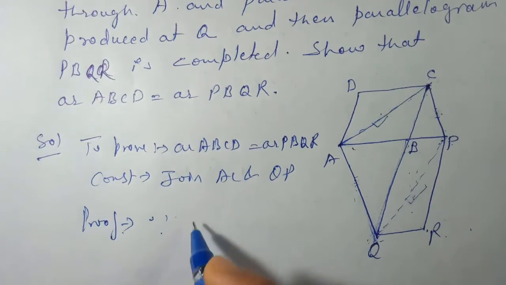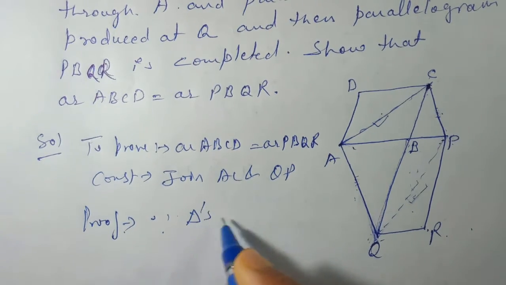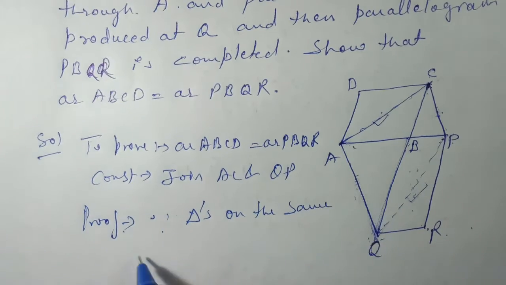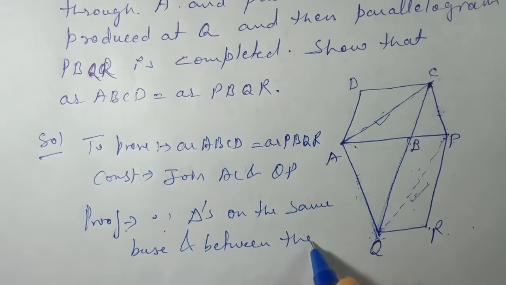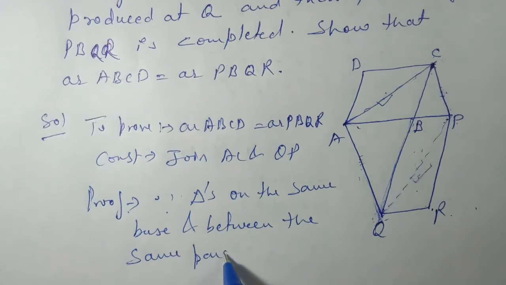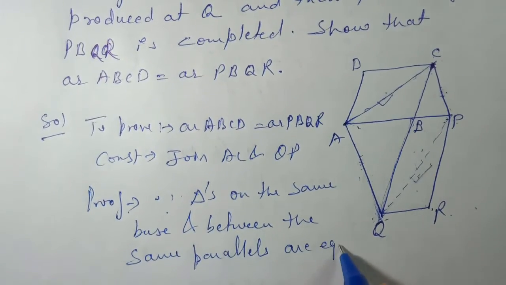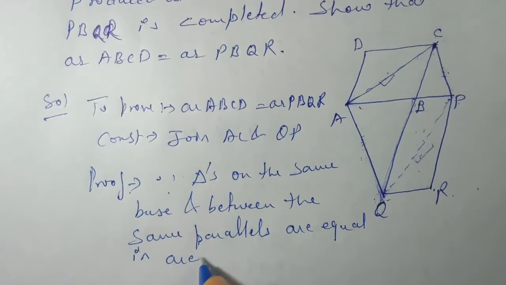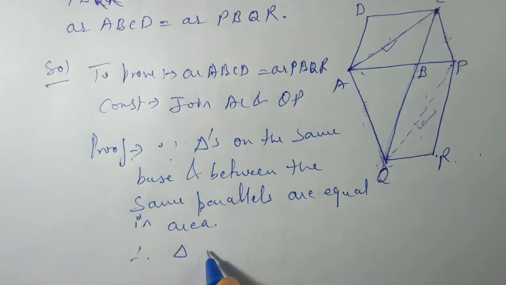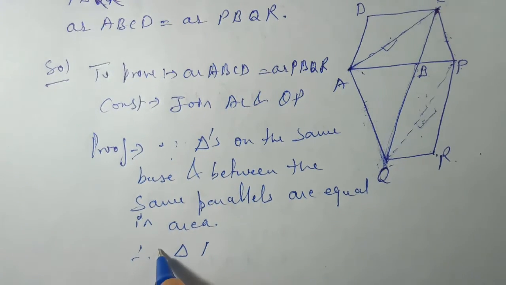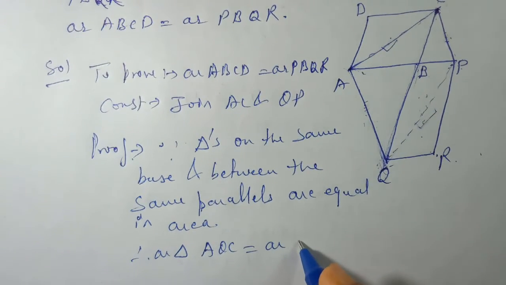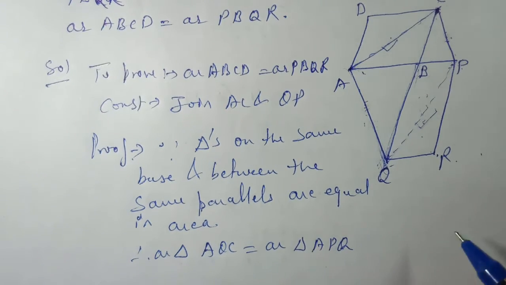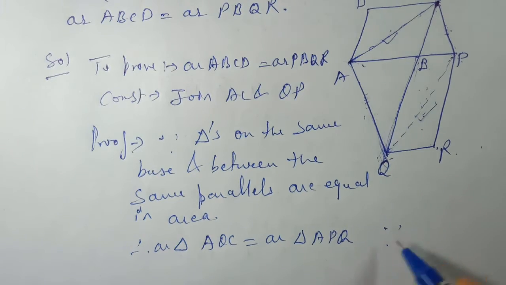Since triangles on the same base and between the same parallels are equal in area, therefore area of triangle AQC is equal to area of triangle APQ, since AQ is parallel to CP.